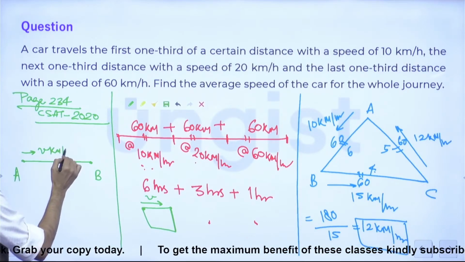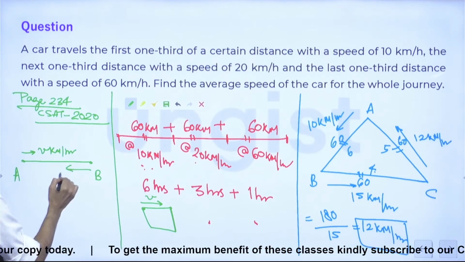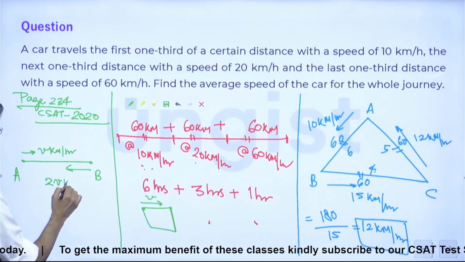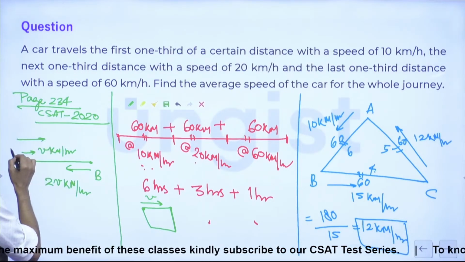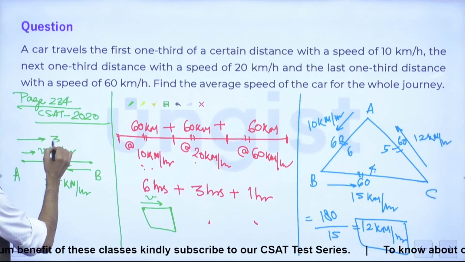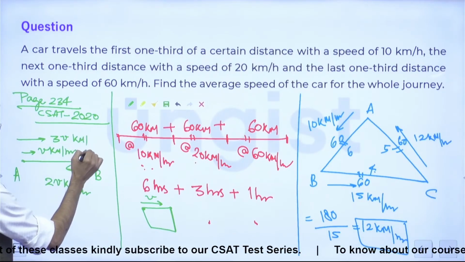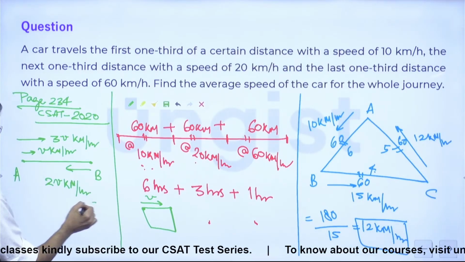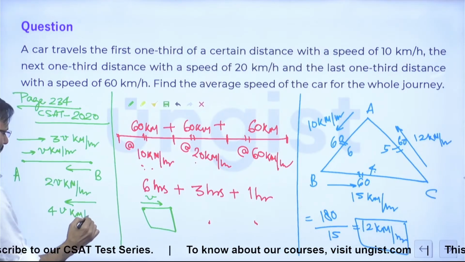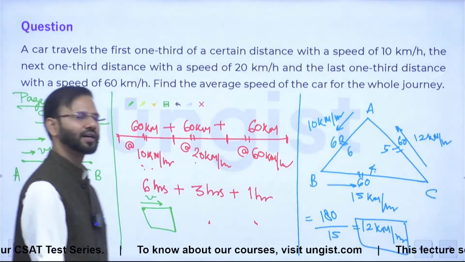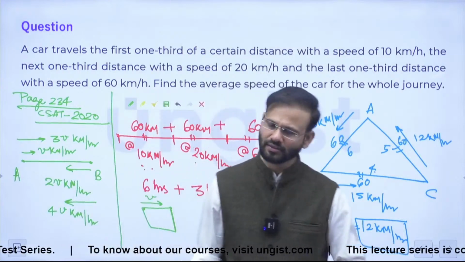Now, then came back from B to A at the rate of 2V kilometer per hour, right? Then again A to B at the rate of 3V kilometer per hour, right? And then again B to A at the rate of 4V kilometer per hour. What is the average speed of the car? This is the question, guys, right?